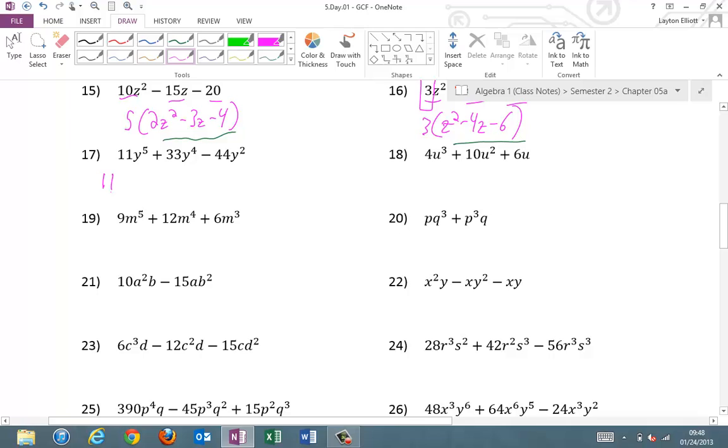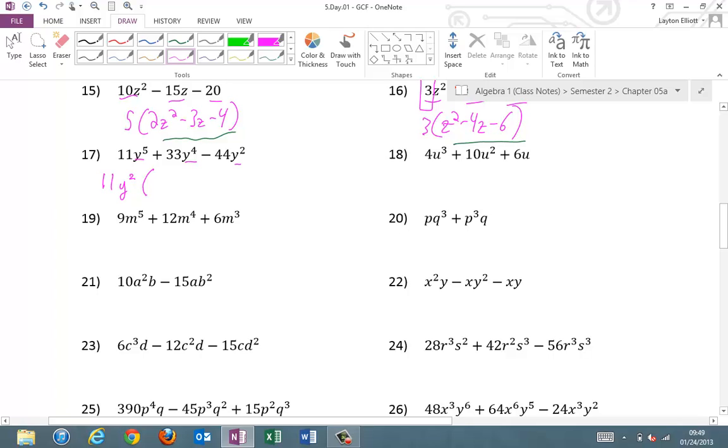And then I notice that all 3 terms have y's in them too, so I'm betting that I'm going to be able to take a y out as well. The only question is, how many y's can I take? I have 5 y's in the first, 4 y's in the second, and just 2 y's in the last. So I think the most y's I'd be able to take out of any of them is just the 2, because otherwise I wouldn't be able to take any more out of the third one. So I think what I'm going to be able to factor out is 11y squared.